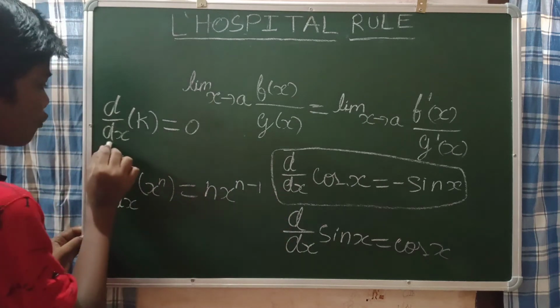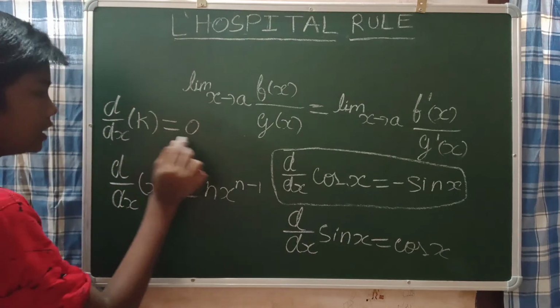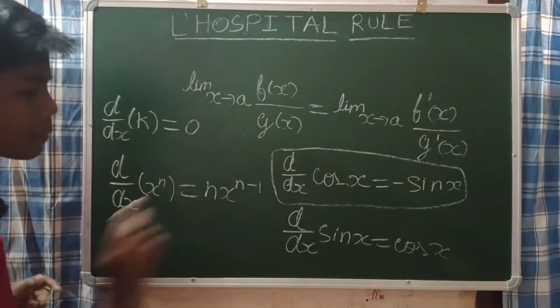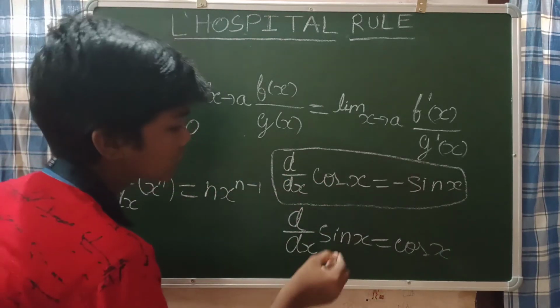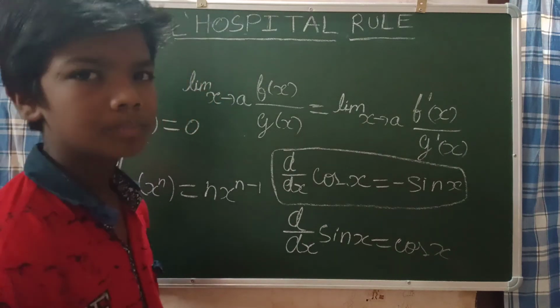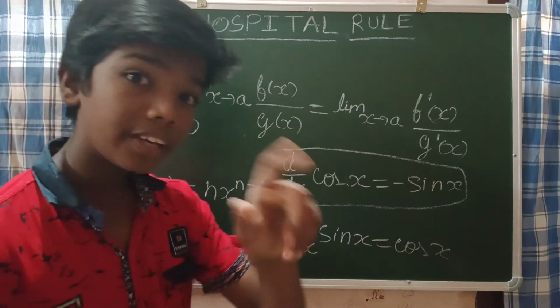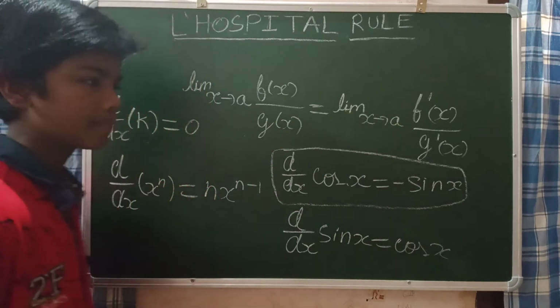Now, here are some differentiating formulas. That means d by dx of constant is equal to 0, d by dx of x to the power of n is equal to n x to the power of n minus 1, and d by dx of cos x is equal to minus sin x, and d by dx of sin x is equal to cos x. And also it goes on. More formulas are there. d by dx of e to the power of x is equal to e to the power of x. Yes, more formulas are there.